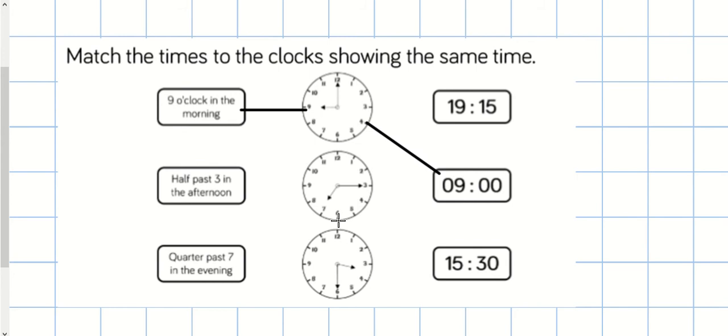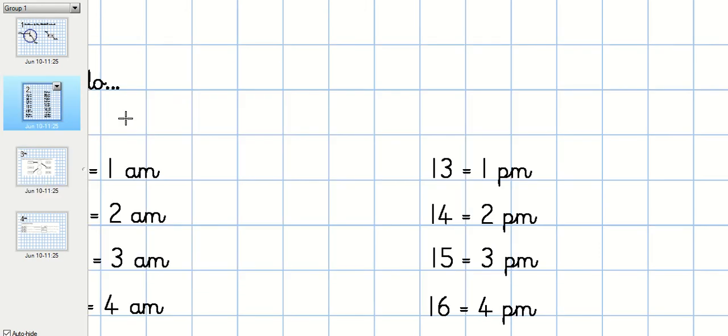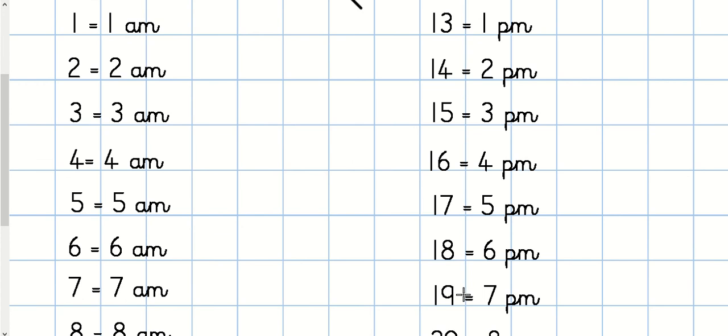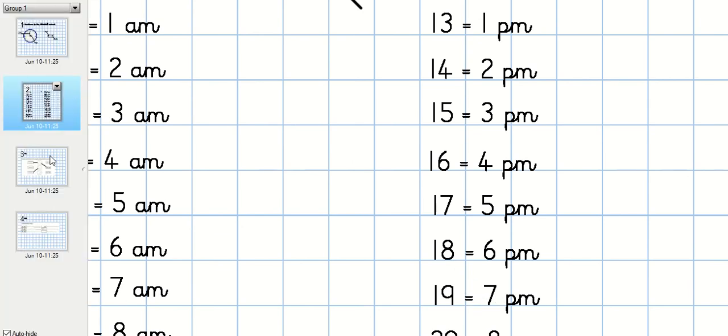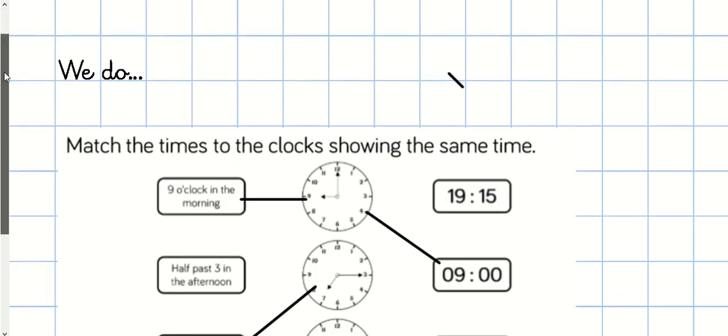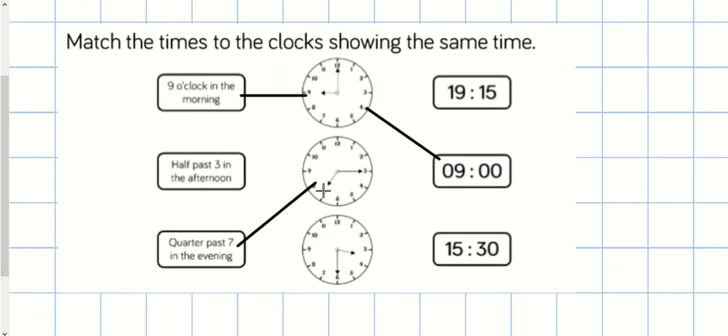As you can see, my time on this clock is 15 minutes, because that's my longhand, and 7 hours, so 7:15. So I know it could be 7:15 in the evening, because that's 15 minutes past 7. And I know that if I go back to my sheet I filled out before, the 19th hour equals 7 p.m. or 7 in the evening. So I know that 19 equals 7 and 15 minutes would be the same. So I know this one matches up.